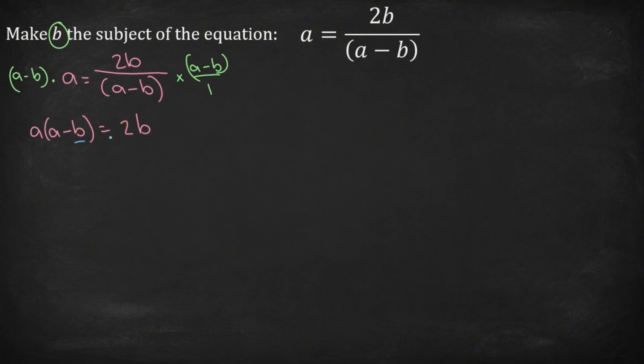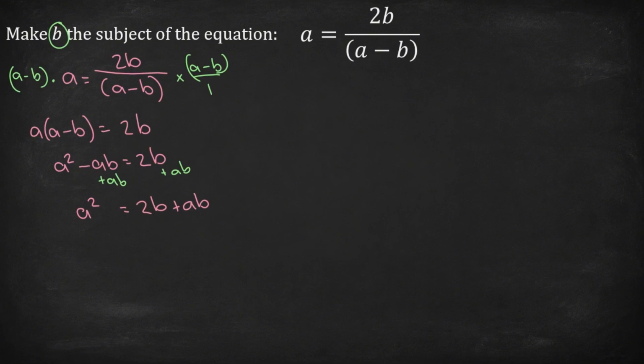So now I have a b on each side of the equation. So what I need to do is to get this b to this side so that I can combine the b's. And to do that, I have to distribute this a into the bracket. A multiplied by a is a squared, and a multiplied by negative b is negative ab equals 2b. Now it's starting to look like something. So here I have this negative ab. I want to move it to the other side. So I'm going to add ab to this side, and what you do on the one side, you have to do on the other side. So I'm left with a squared on the left-hand side, and on the right-hand side, we've got 2b plus ab.